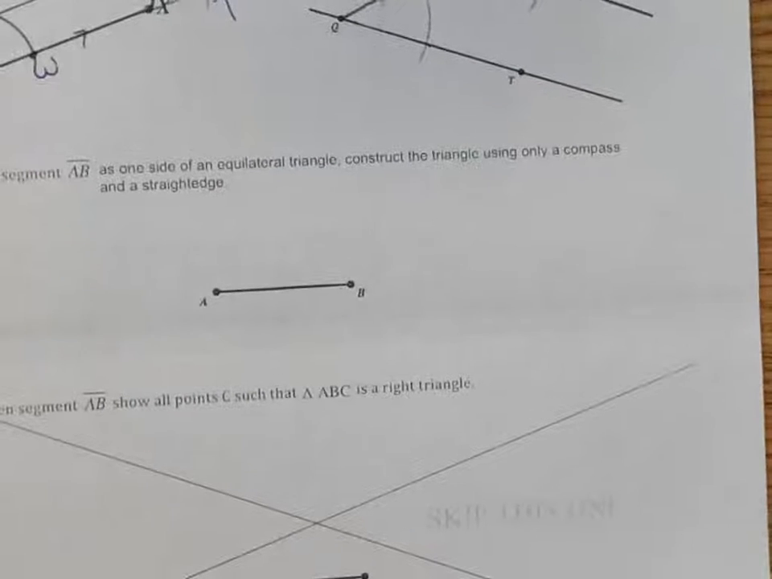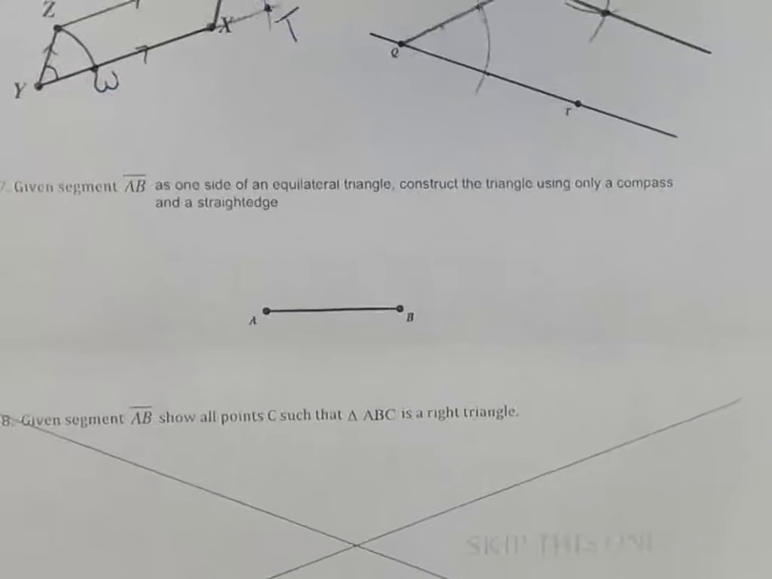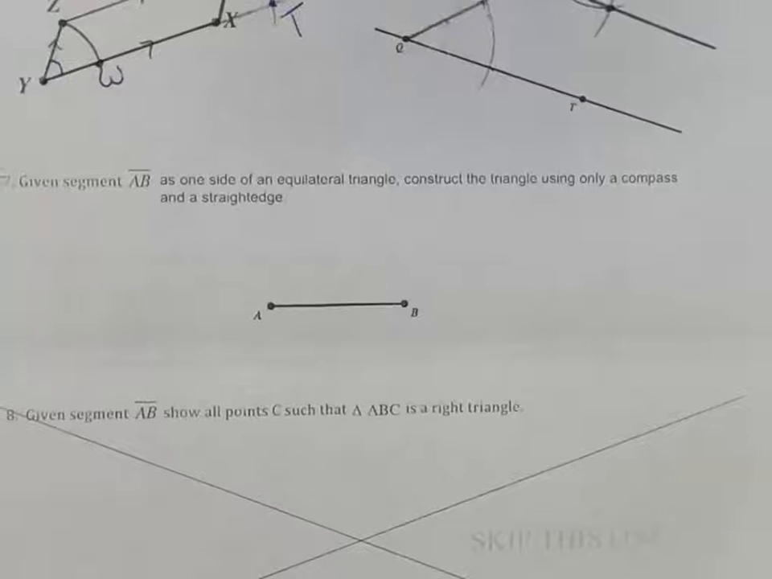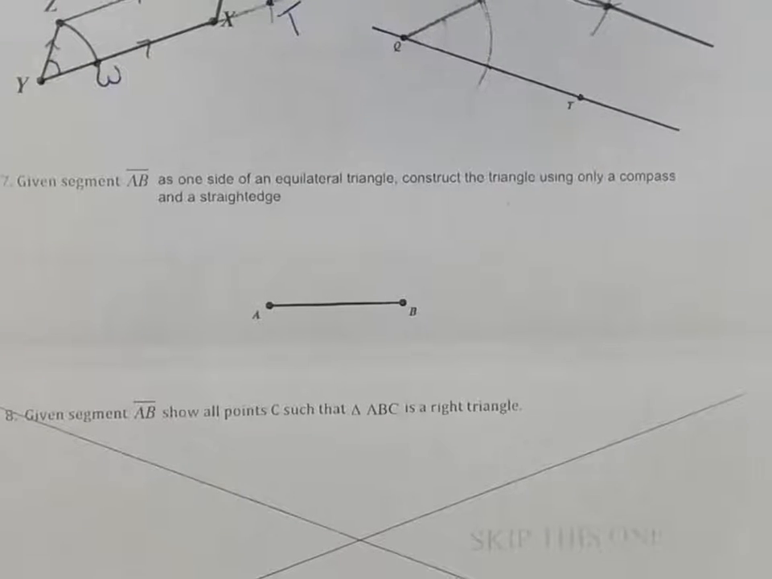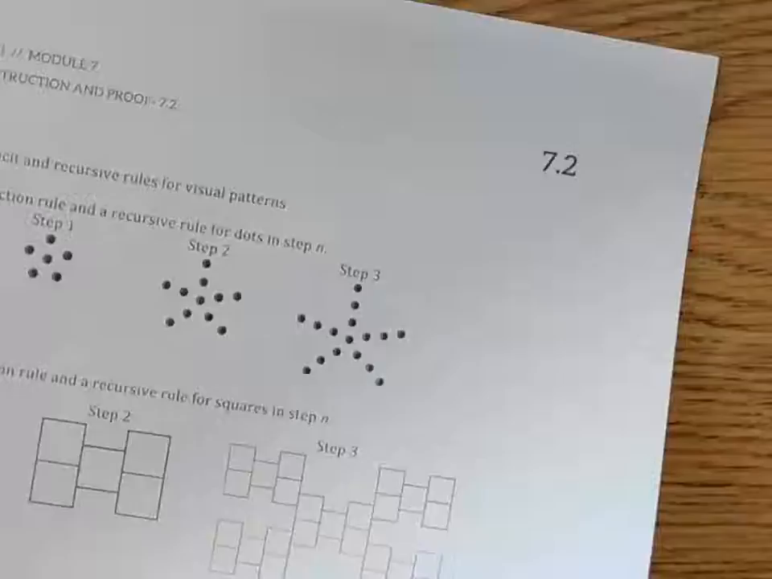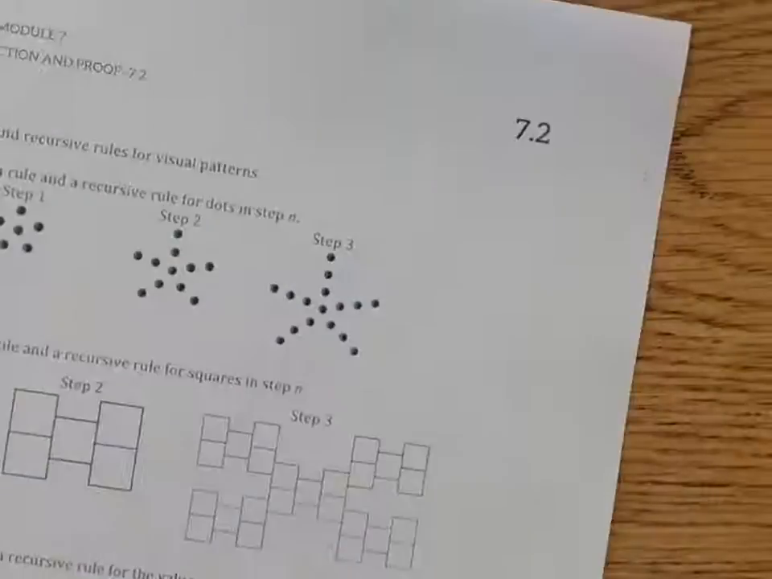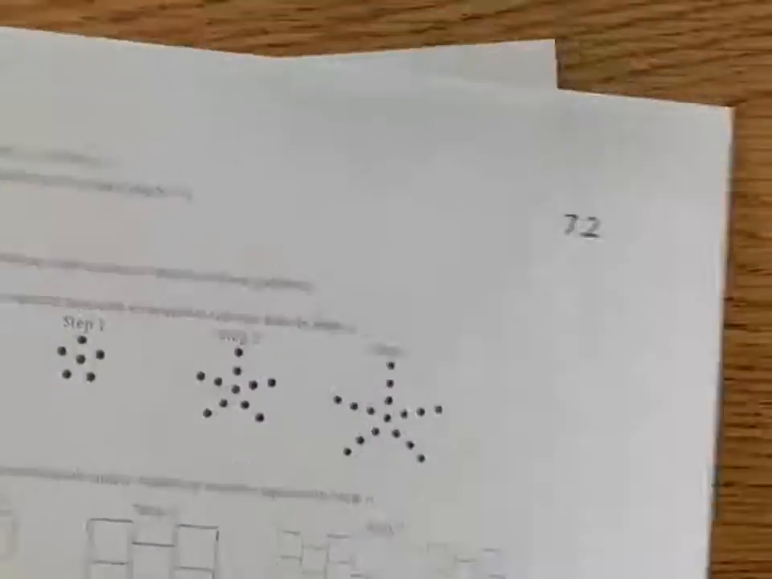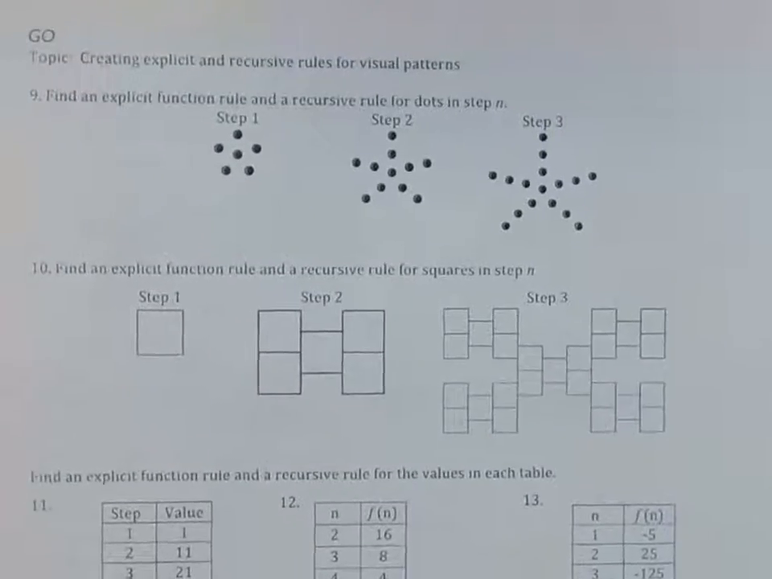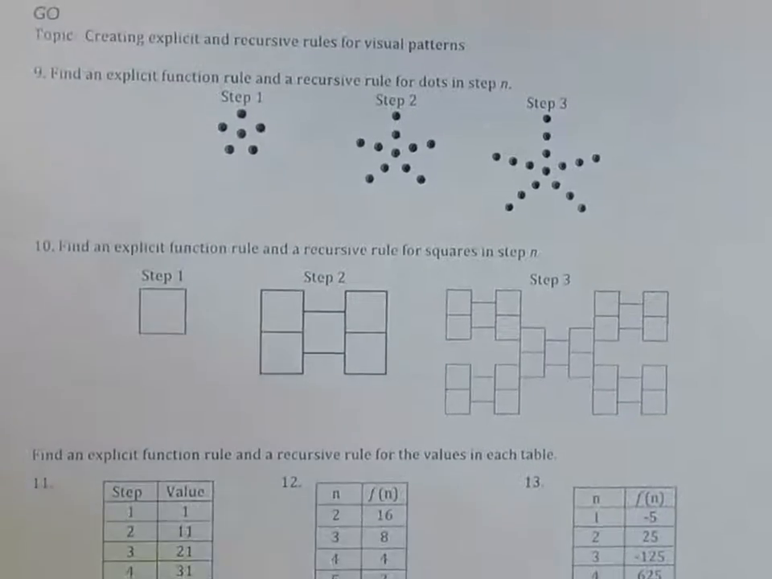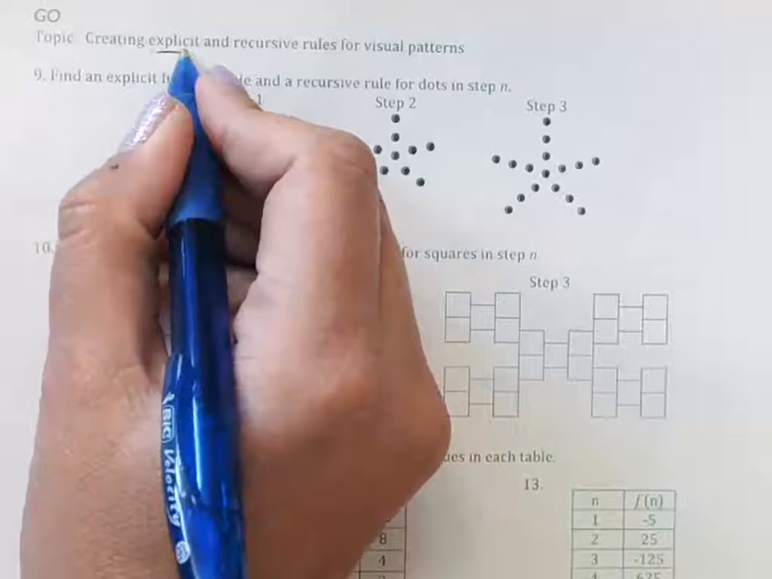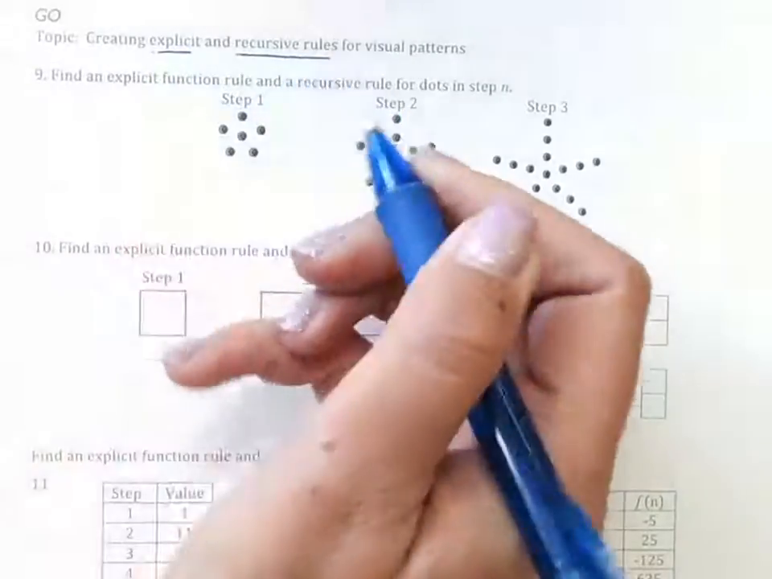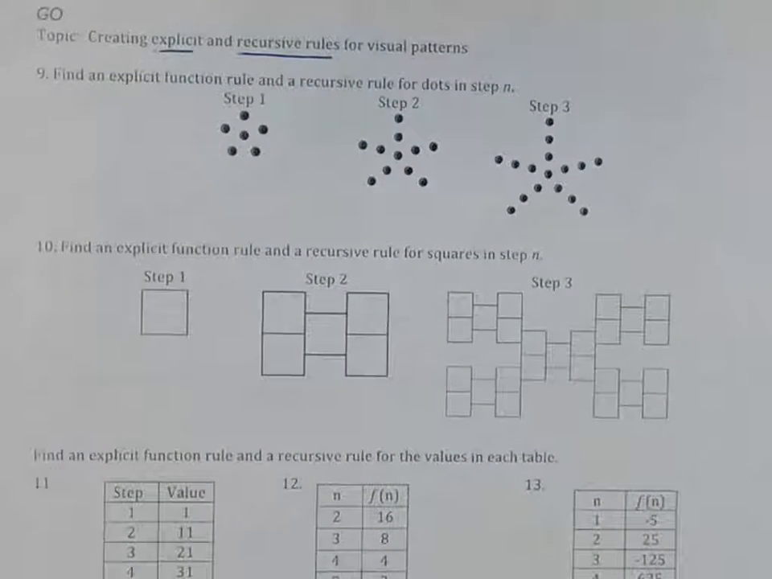Number 7, we did an equilateral triangle at the beginning of class, so do the equilateral triangle on your own. I don't want you to mess with number 8. If you're dying to, I suppose you can, but you don't need to. The other ones are review. You have 9 through 11. You are creating explicit and recursive rules and equations.